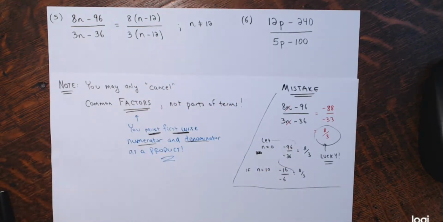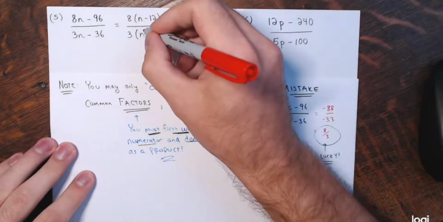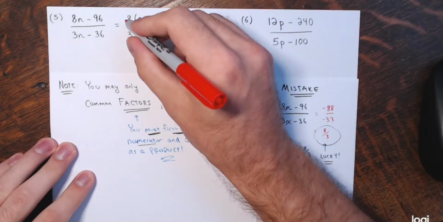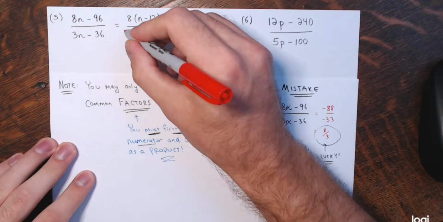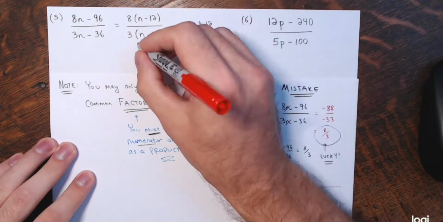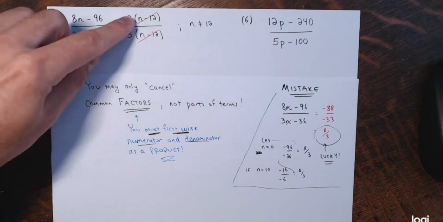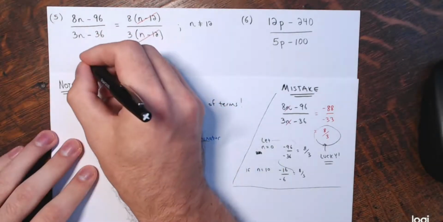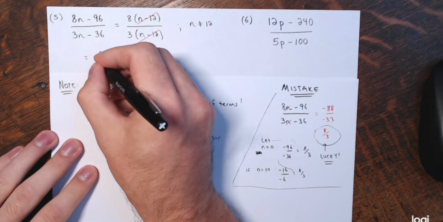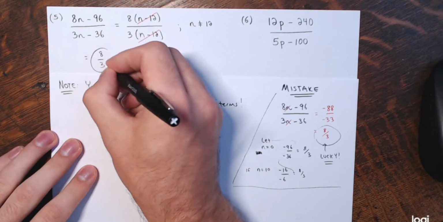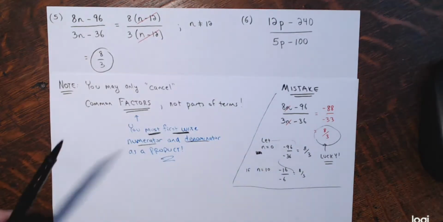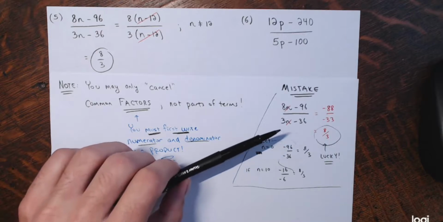Alright, and now that I've factored the numerator and denominator, I cancel any common factors. Now you could factor 8 to 2 times 2 times 2, but there are no 2's down here, so that's why I'm not doing that. N minus 12 is common to both the numerator and denominator. Now that they're both written as a product, you see I end up with 8 in the numerator, 3 in the denominator.